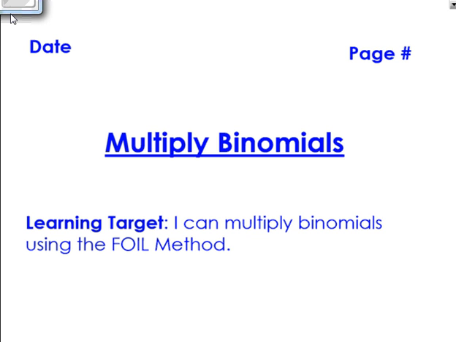Today we're going to talk about how to multiply binomials. Make sure you get your date, your page number, and your learning target down, and you get all this in your table of contents so you can keep up with stuff.